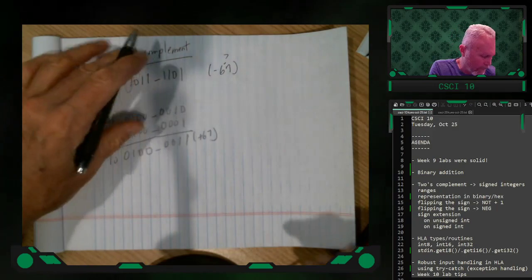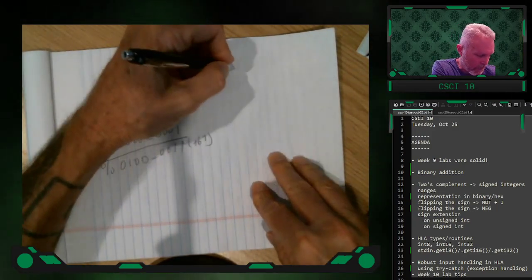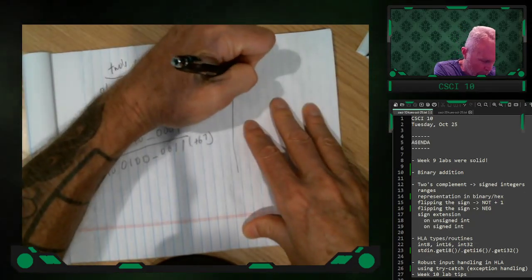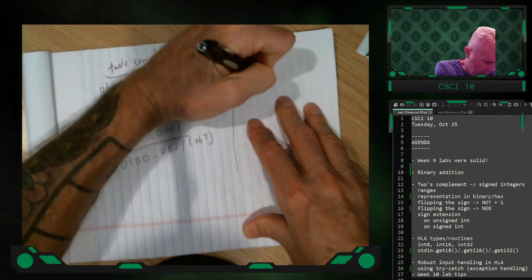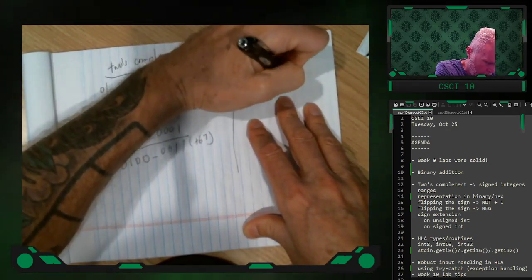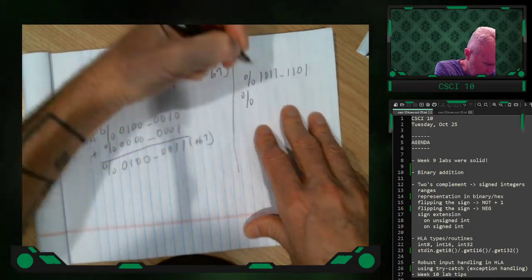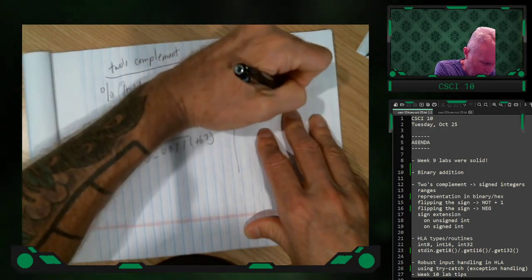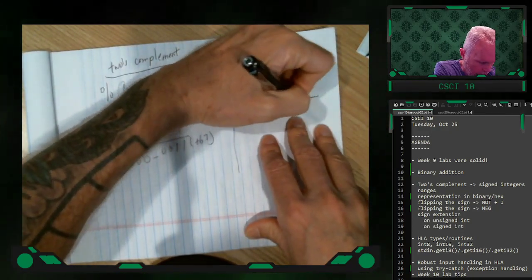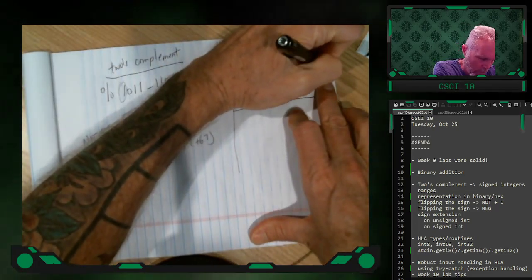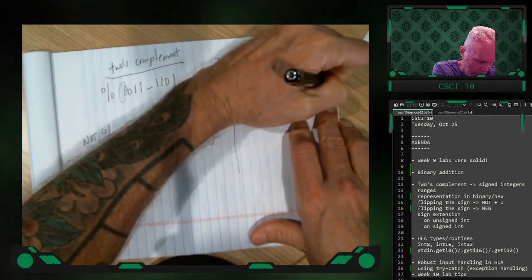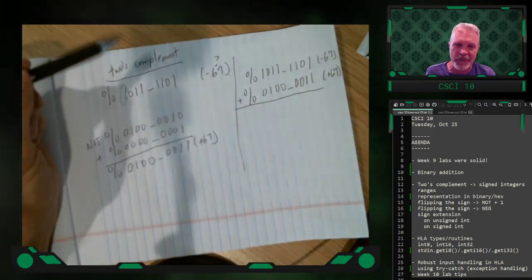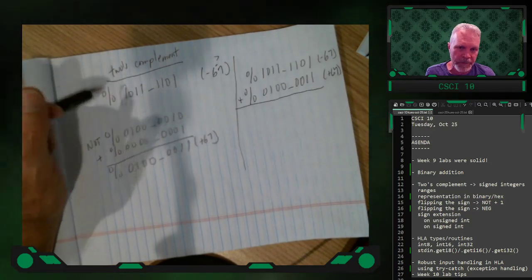But okay, last thing before we maybe switch over to doing software is the cool thing. Well, I'll do it on a couple of pages. So what happens if we were to add negative 67 and positive 67, which is 0, 1, 0, 0, 0, 0, 1, 1? What were to happen if we were to add negative 67 and positive 67? We know what to expect. So let's see if what we expect is somewhere in the ballpark of what we get.